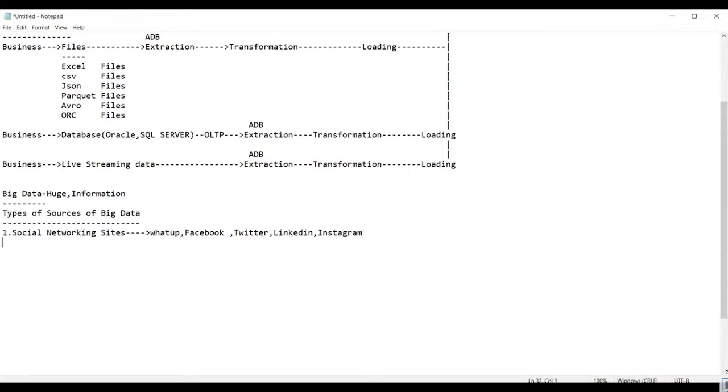Getting my point? Next, the second source is banking applications. Across the globe, banking applications are considered a major source of getting big data.